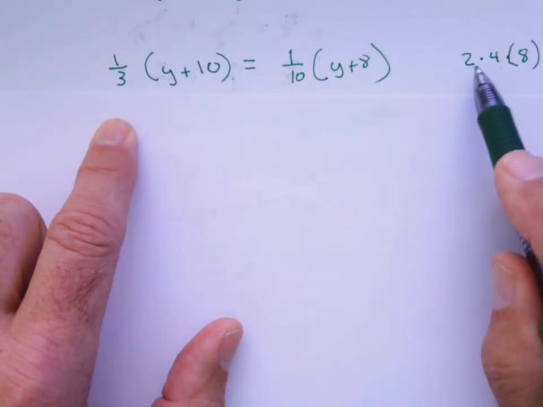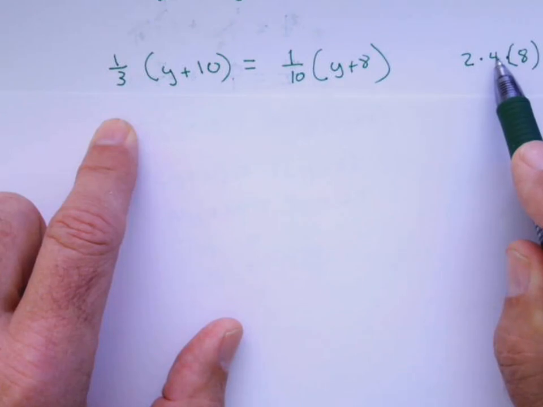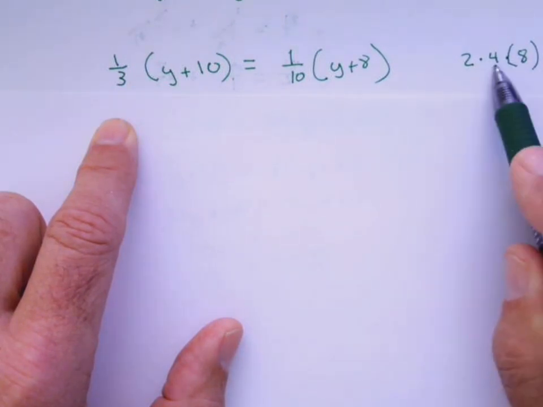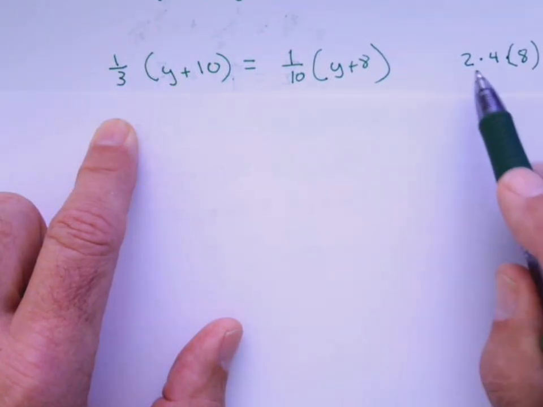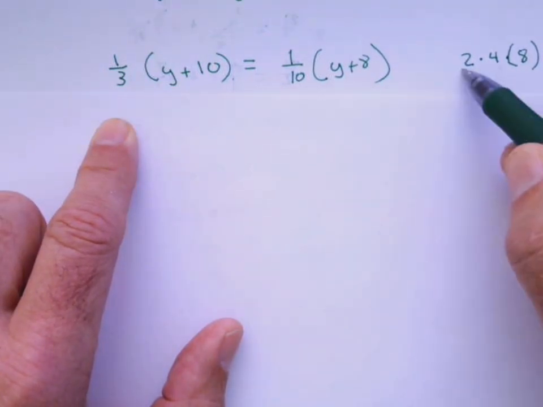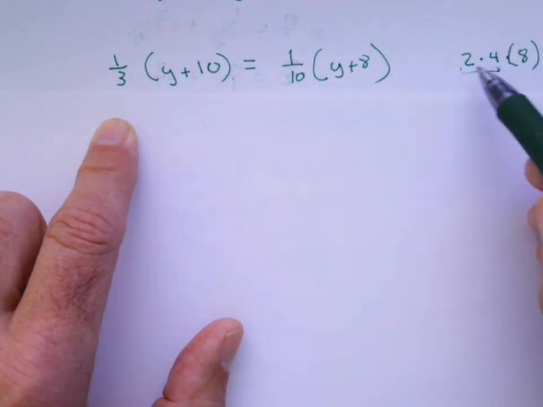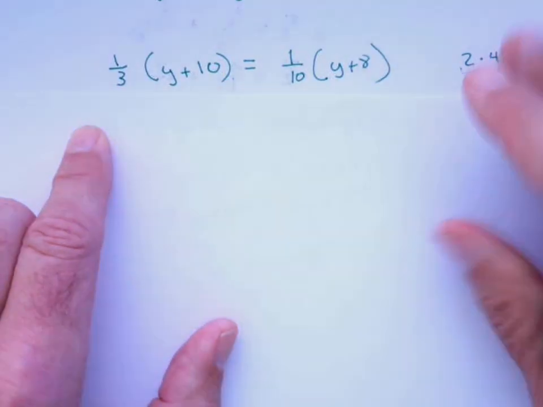For example, if I had 2 times 4 times 8, if I distributed the 4 to the 8 first and got a 32, then 32 times 2 is 64. But notice, since it's multiplication, I could do it straight up in front first. 2 times 4 is 8. 8 times 8 is 64. So the easier thing to do is just to eliminate the fraction before you distribute.